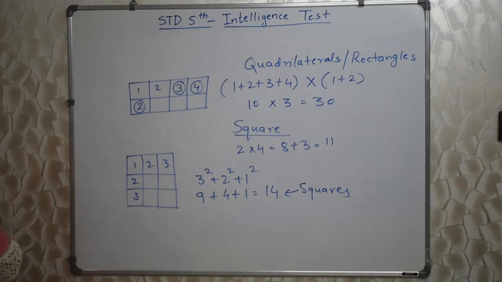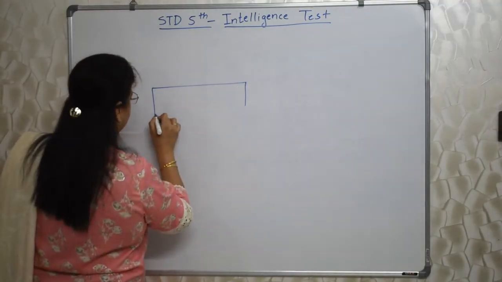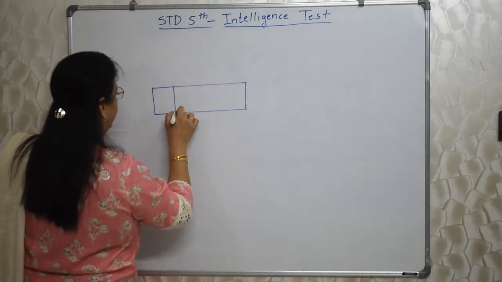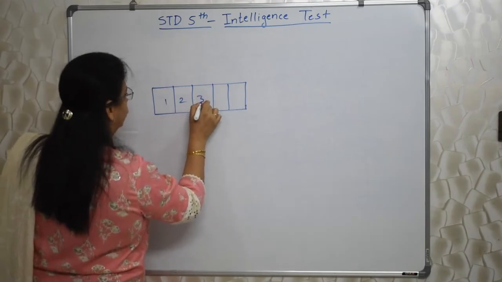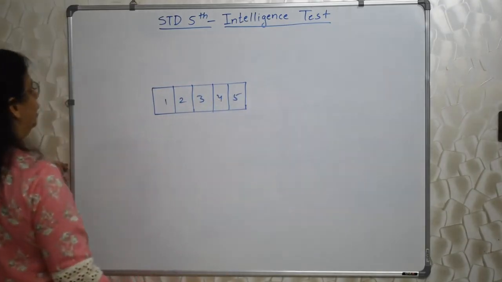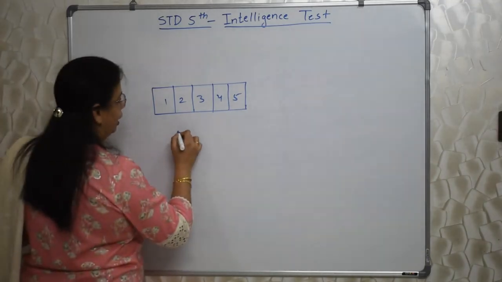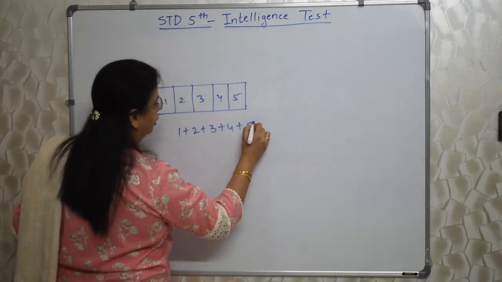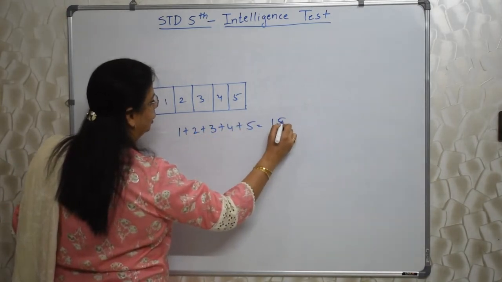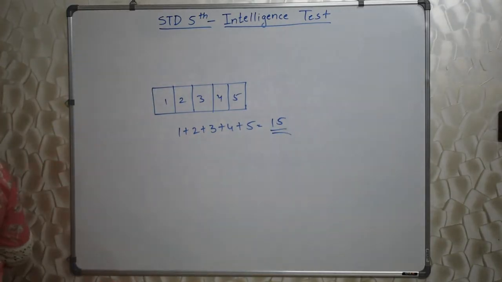चलो आगे बढ़ते हैं. Students, if they give you something like this, a big rectangle divided into small parts like this, 1, 2, 3, 4, 5 parts, and they tell you to find out how many rectangles are these. Your answer is very easy. 1 plus 2 plus 3 plus 4 plus 5, that is the fifth triangular number, that is 15. So your answer is 15 rectangles. Please don't keep on adding them manually.